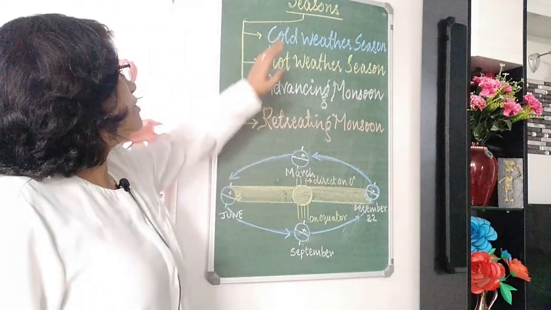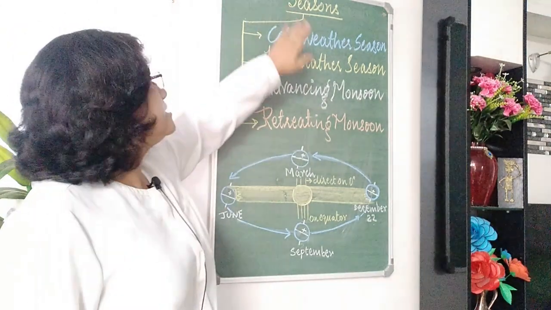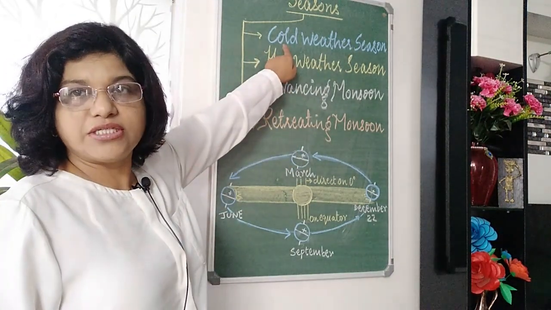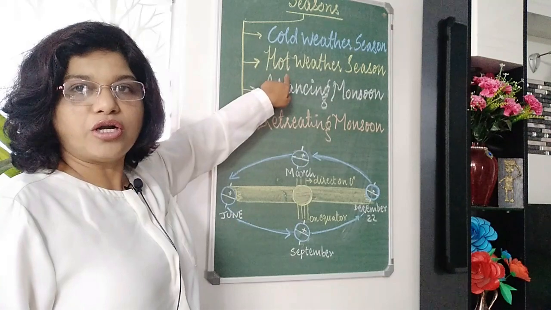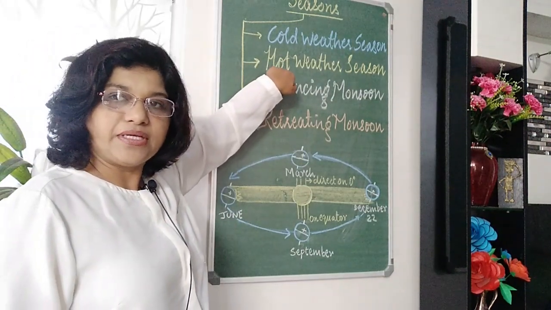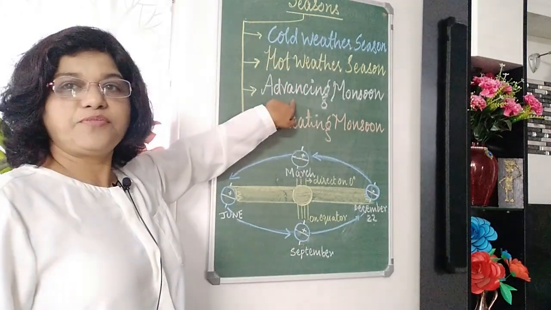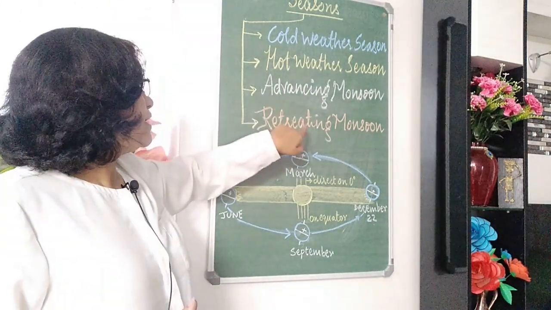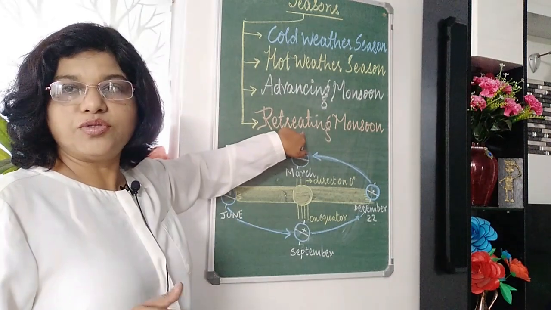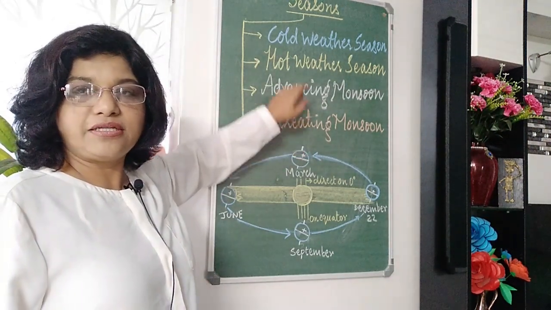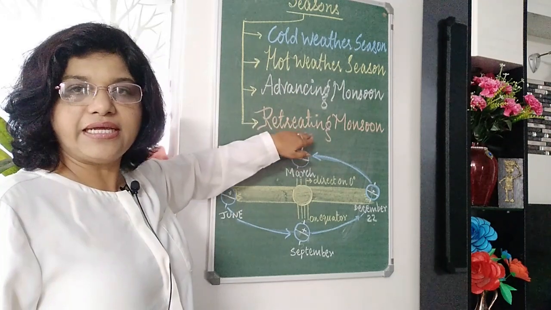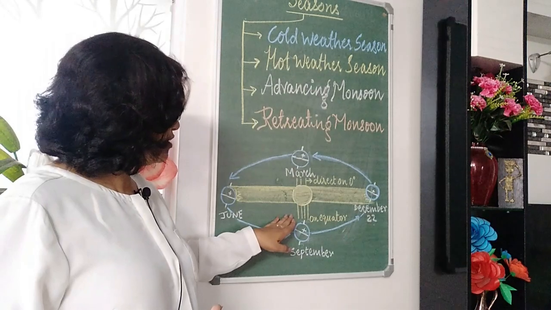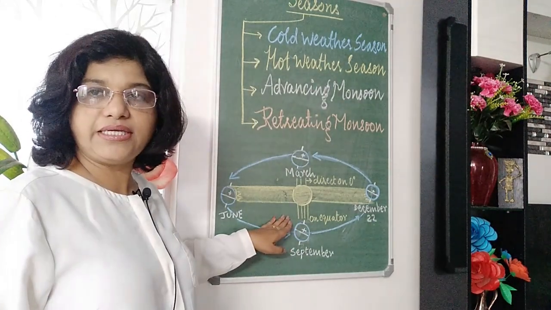So, everybody look here, different seasons, we have 4 seasons. We call them the cold weather season, which is the winter season, the hot weather season, which is the summer season, the advancing monsoon season, which is the coming of the monsoon, and the retreating monsoon, when the monsoon is going back. So, these are the 4 different types of seasons that are there in India. And why do they occur? Because of the revolution of the earth around the sun.